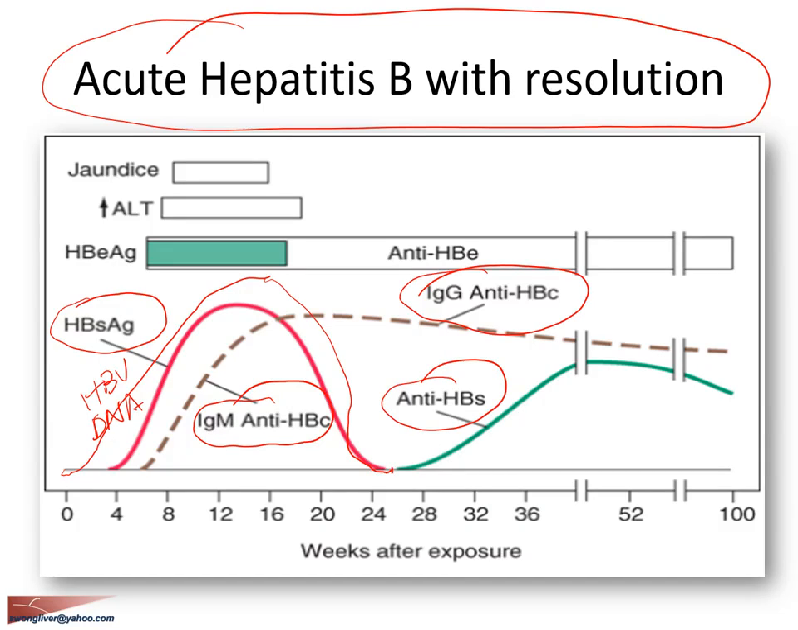Okay. Now, in your book, it also mentions what we call the window phase. So, window phase is basically this area where your HBs antigen is decreasing until it's gone, but your body hasn't been able to develop anti-HBs yet. And the only marker that will be positive in these patients will be your anti-HBC, or in some cases even your anti-HBe. Okay, so that's what we call the window phase.